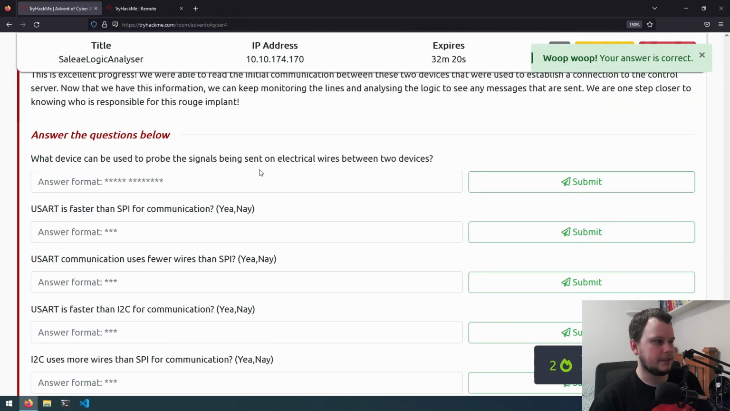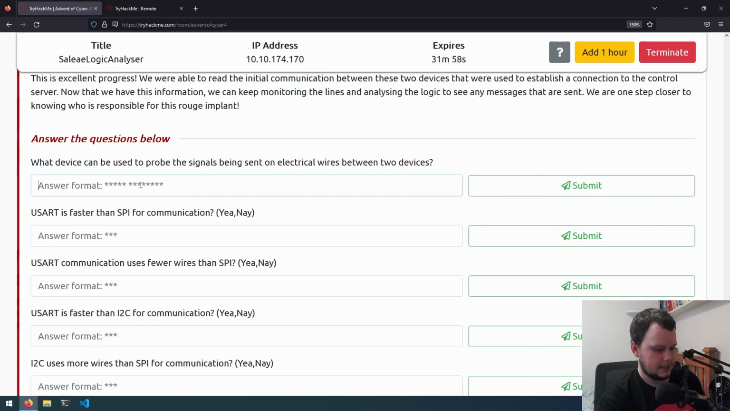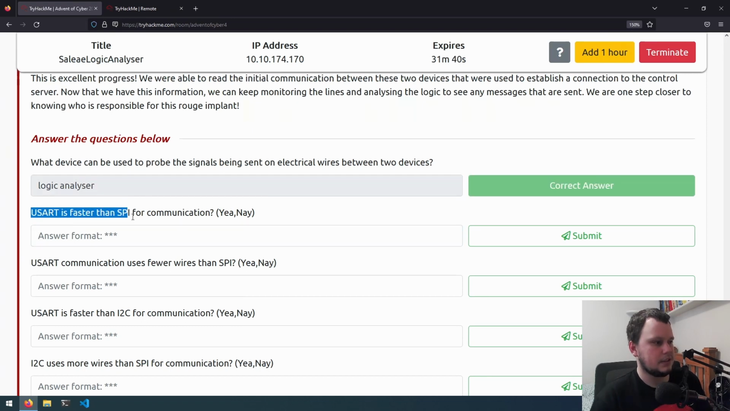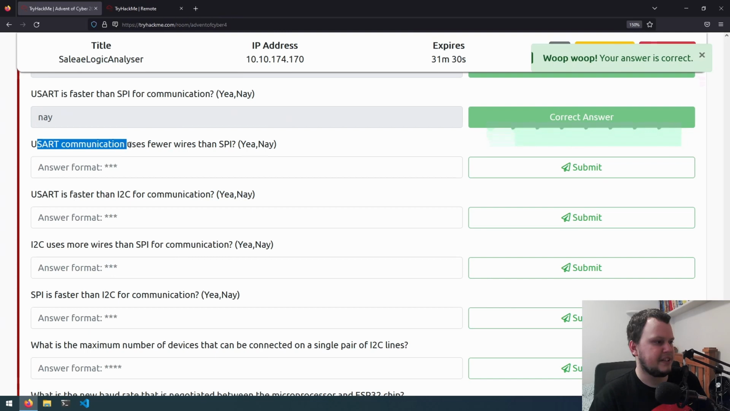So let's look at the other questions. What device can be used to probe the signal before sent on electrical wires between two devices? So that is a logic analyzer. USART is faster than SPI for communication. That is a nay, because SPI has the clock wire, which allows it to be more reliable. USART communication uses fewer wires. That is a yeah.